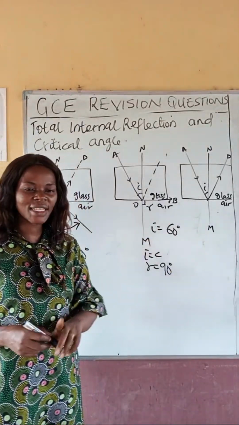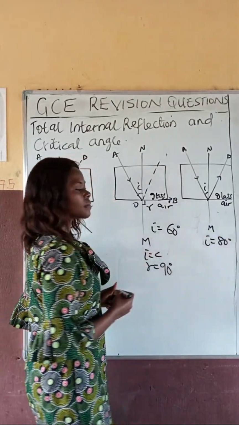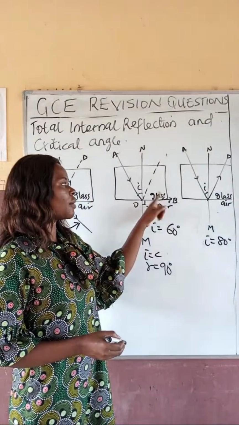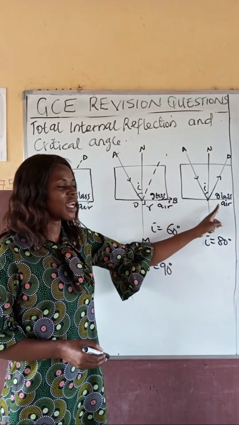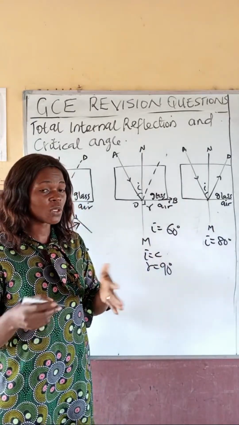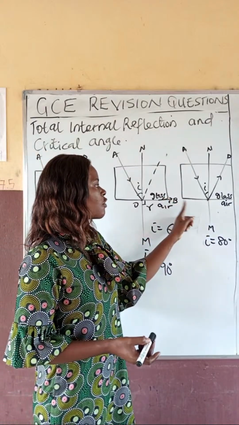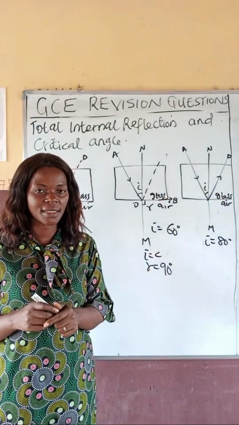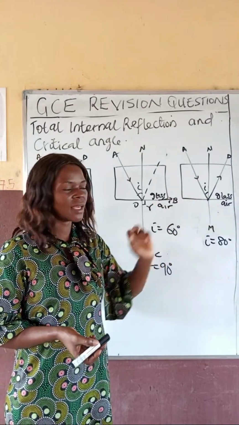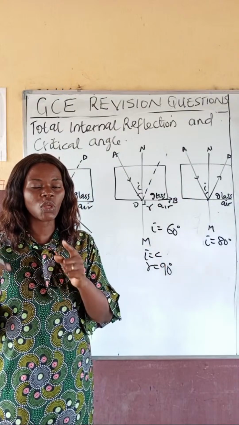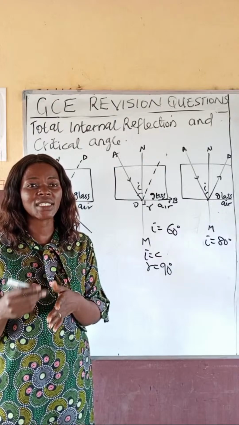Now coming to this last one, if I still increase the angle of incidence to 80, this ray was here when the angle of incidence was 60 degrees. Then when it was increased again to 80, what's going to happen in this last part of the diagram? The whole of the ray is going to move inside the glass. Now we can say that all the ray has been totally reflected. We can also say that total internal reflection has taken place.